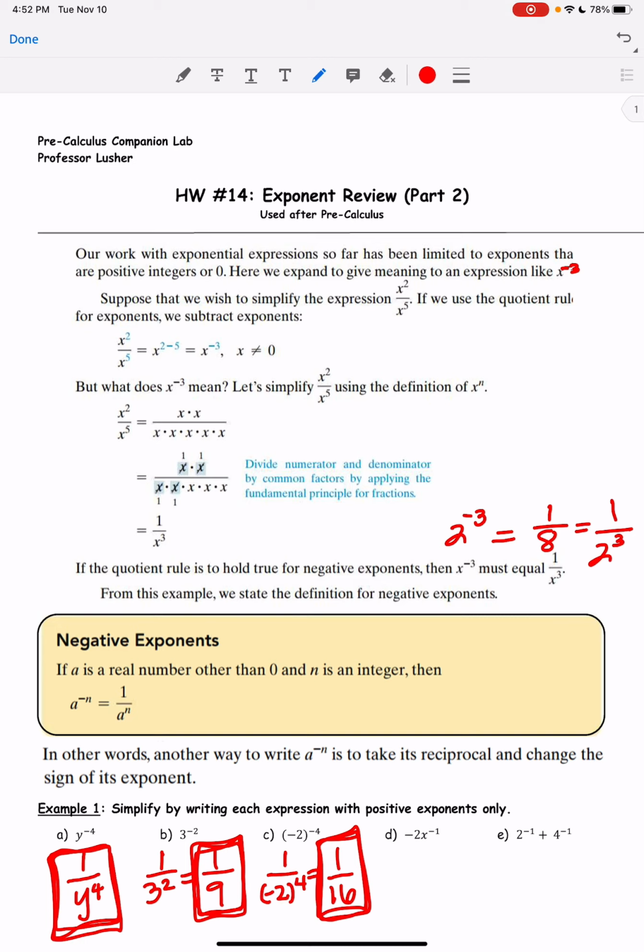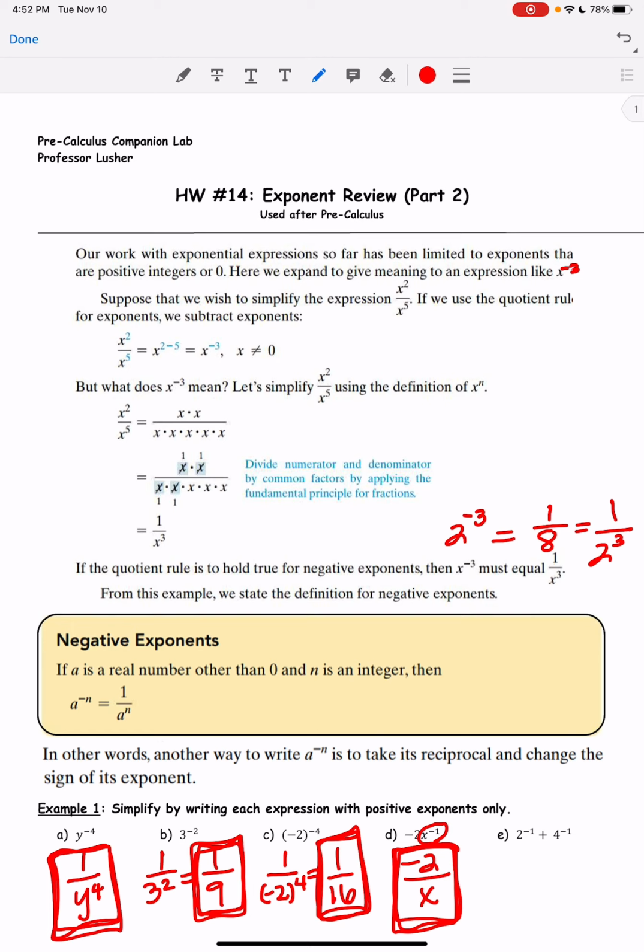-2x to the -1. So be careful with that one. Remember last lesson, if you don't have parentheses, that exponent only goes to what's in front of it. So that -2 is going to stay where it is. And then that x to the first, or just x, goes down to the bottom. Now, if that was -2 in parentheses to the -1st, then we could take that -2 down to the bottom with it. Parentheses make a world of a difference, especially with exponents.